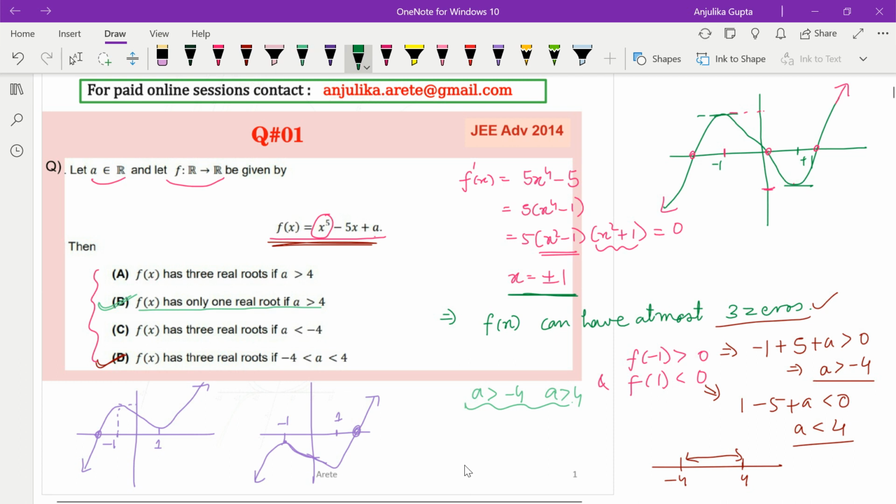Let's check the other one. Suppose a is less than negative 4, and a is also less than 4. That would mean combined that a is less than negative 4. So if a is less than negative 4, still you have only one root. But this option doesn't say anything about that. So you have only two correct options, B and D. I will see you with the next question.